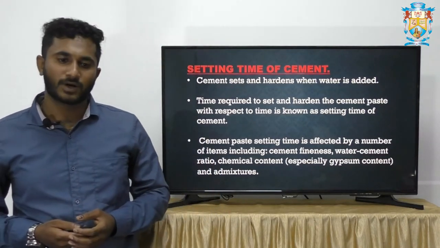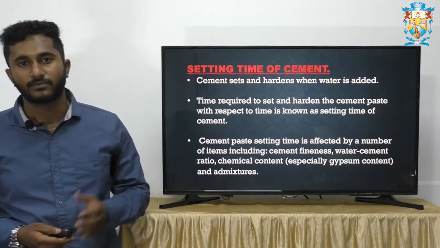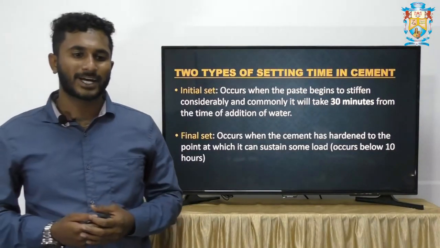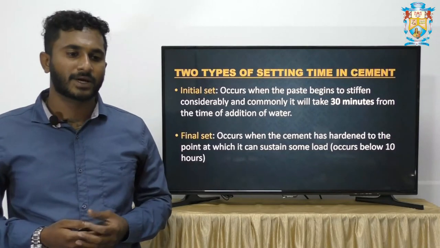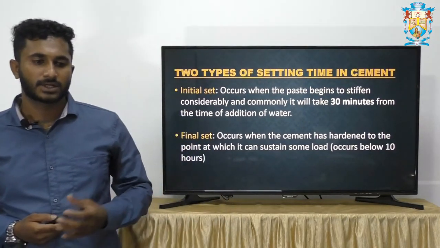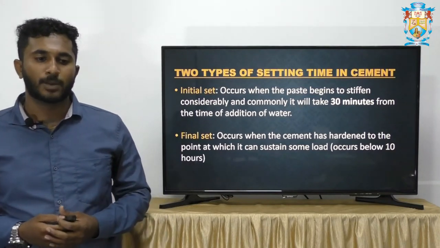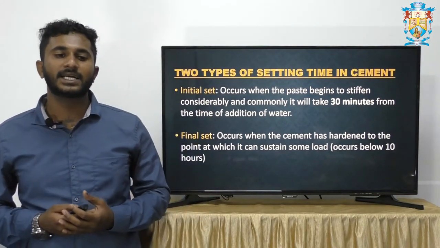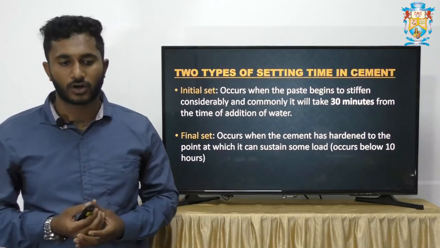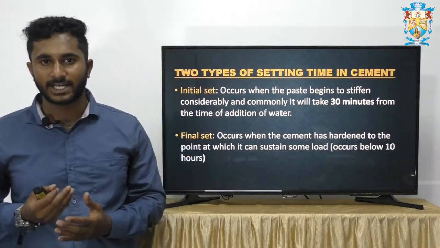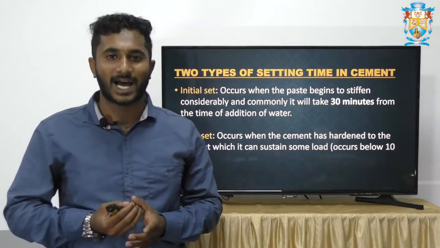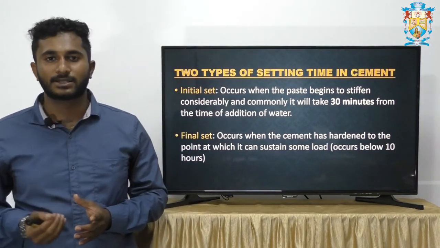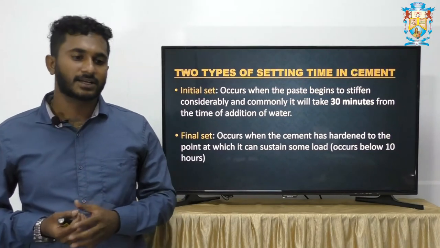In the setting time of cement, there are two types: the initial setting time and the final setting time. The initial setting time occurs when the paste begins to stiffen considerably, and commonly it will take 30 minutes from the time of addition of water. So the initial setting time is nothing but the time taken after water is added to the cement powder.